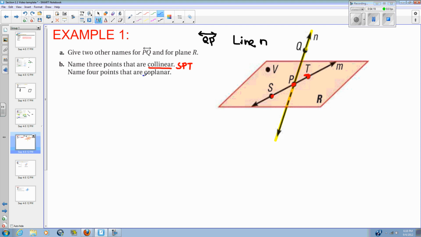The next part of part B says name 4 points that are coplanar. Well, coplanar means that all 4 of them are housed within the same plane, not necessarily on the same straight line. So we have the red plane, usually represented by plane R. I need to pick the 4 points within that. In that case, I have point V, point S, point P, and point T. Those are the 4 points contained within that plane. And those 4 points are coplanar.